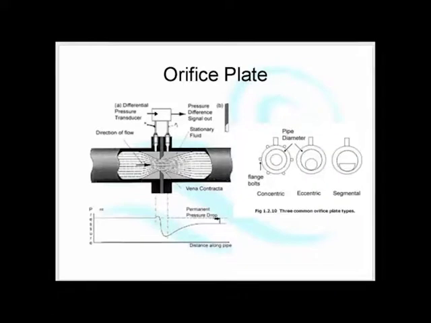The first type of resistor we're going to look at is basically an orifice plate. This is a plate with a hole in it. So we have an orifice plate. It's a very simple, very low-tech solution. It's a metal plate with a hole in it.